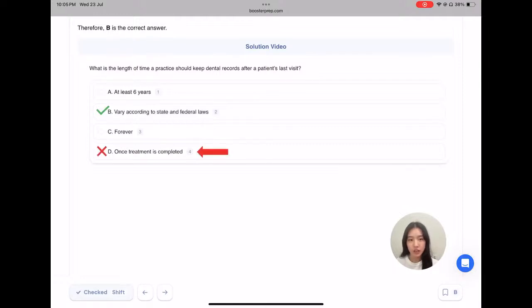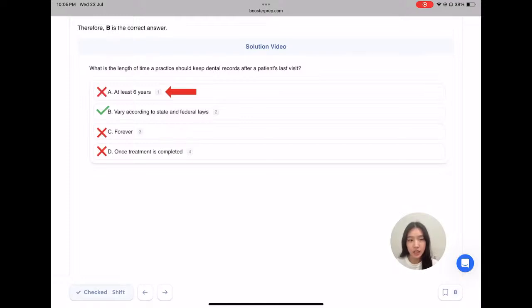If we take a look at the options, D is incorrect, as we should aim to keep dental records well past the completion of treatment, as knowing the patient's dental history may play a role in treatment planning in the future. Option C is forever, and this is also incorrect, as we do not need to keep a patient's dental records forever. Many dental offices would not do this due to the lack of physical space for charts or study models. However, they are obligated to keep them according to the state and federal laws, so however long they state that they need to have them for.